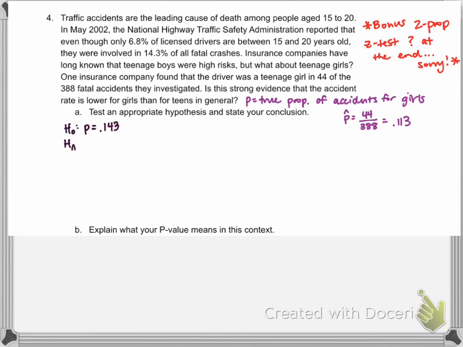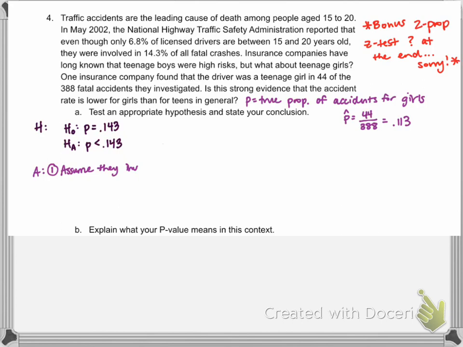Write your hypotheses first. Your null hypothesis is always that p is equal to 0.143. And your alternative in this case is: is there evidence that the rate is lower for girls than for teens in general? So is that proportion less than that 14.3%?